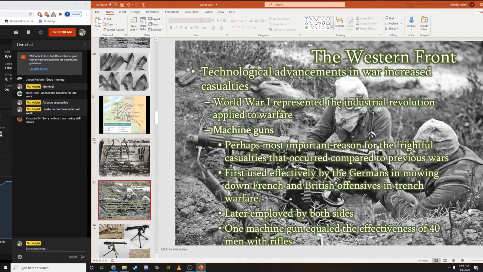On the Western Front, technological advancements in war increased the number of casualties. Why was World War I so deadly compared to the wars that had been fought before it? Well, a big part of it has to do with machine guns, specifically the Vickers Machine Gun. The Vickers Machine Gun took a weapon that previously, in Napoleonic times, back in the early 1800s, took about a full minute to reload.